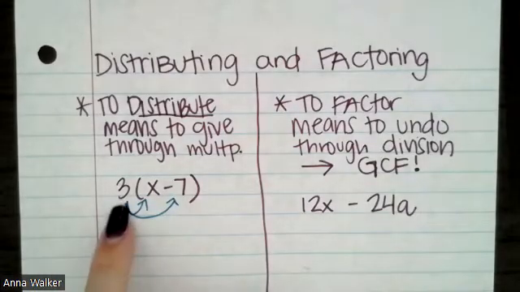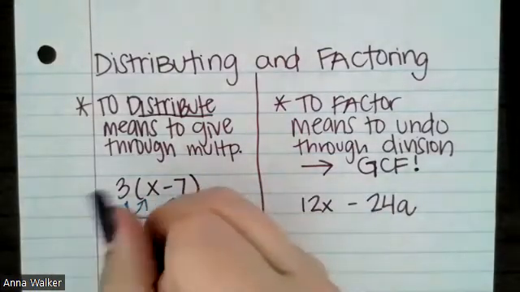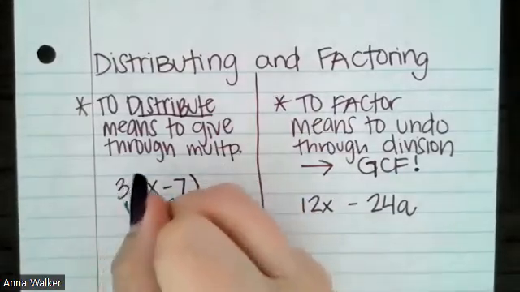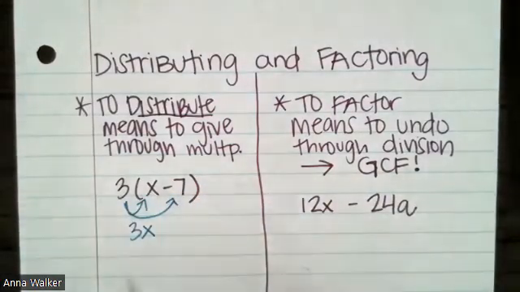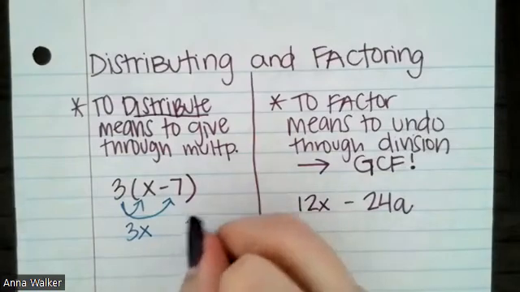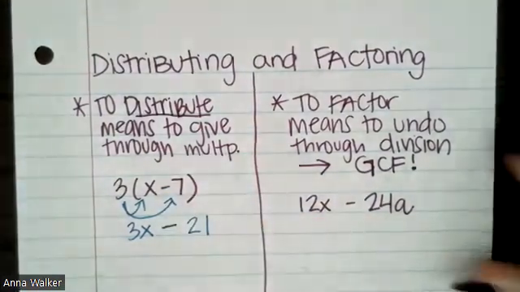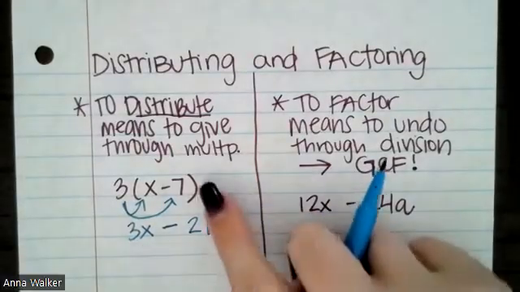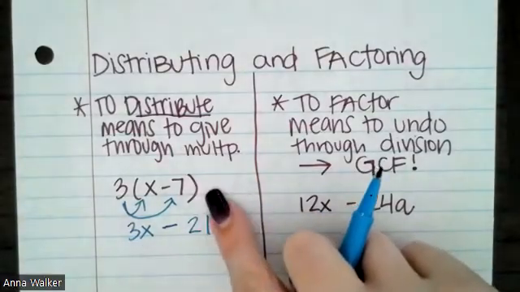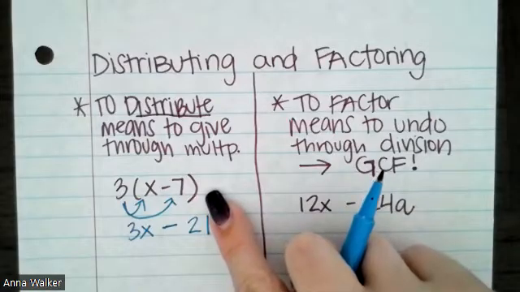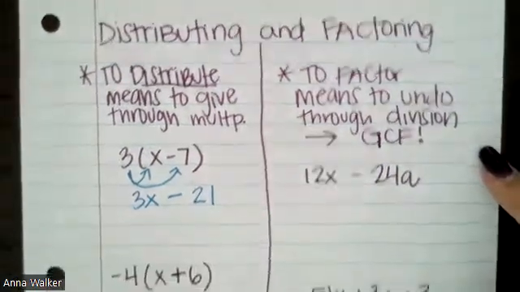So if I multiply 3 times x, well, those are two different terms, so a number times a variable is just going to be 3x. And then if I do 3 times 7, that is going to be 21. And I'm going to keep the subtraction sign in between. So this expression 3x minus 21 is the same as 3 times this group x minus 7. Let me show you a different example.